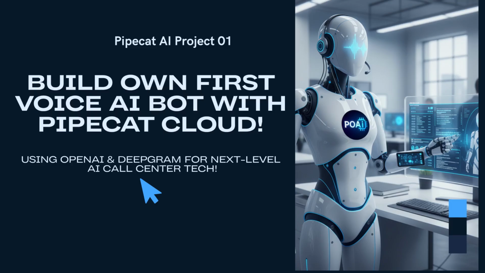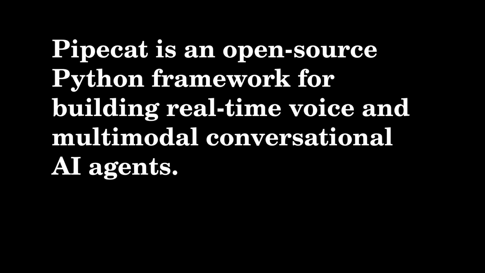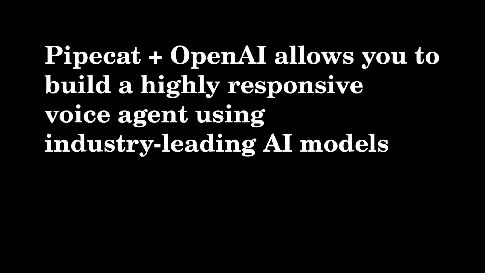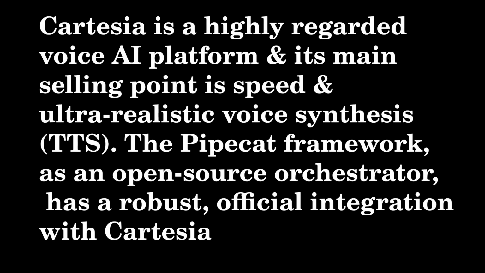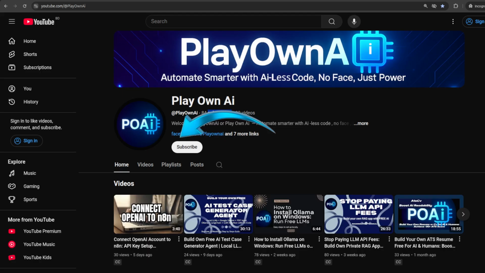We're talking about Pipecat AI Project 01 of this series. Build your own first voice AI bot with Pipecat Cloud, using OpenAI and Deepgram for next-level AI call center tech, combining the power of Pipecat, OpenAI, Deepgram, and Cartesia to create your very own voice assistant. And the best part, I'll show you exactly how to build and deploy it. No fluff, just results. So if you're ready to dive into the future of conversational AI, let's get started.